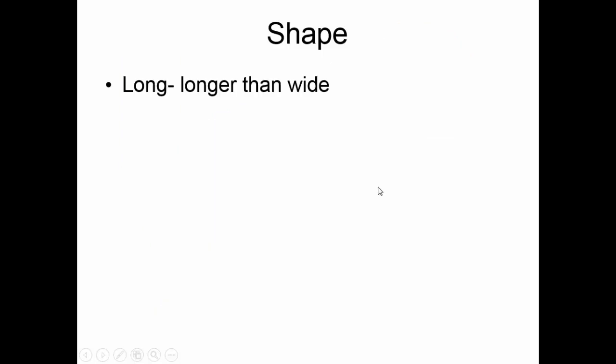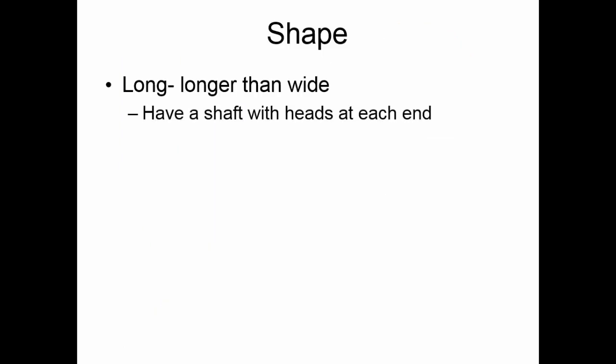Long bones are longer than they are wide. They have a shaft with heads at each end. The shaft has compact bone. The heads at each end have spongy bone. We find the long bones in the arms and the legs, the fingers and the toes.